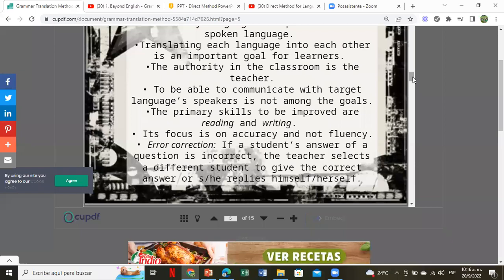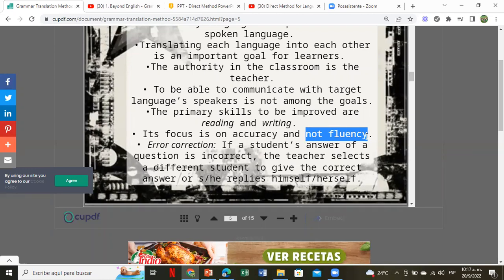Okay, translate versus interpret. So look at it: its focus is on accuracy, not fluency. Why? Fluency is when someone speaks. Accuracy is how your students get knowledge. If they understand, if they don't understand. How many words do they know about it? How many words they don't?